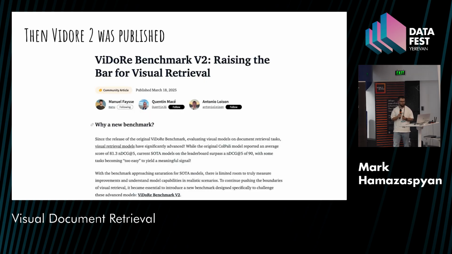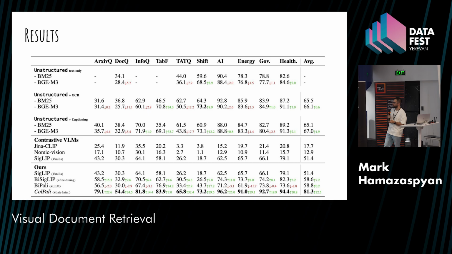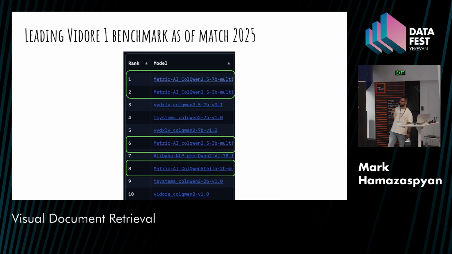Then Vidore 2 was published. As you can see from this slide, having scores around 81 is a sign of the benchmark being close to saturation. In our case, I just noticed I don't have the numbers here, but the first model has a score of 90.91, which, in any benchmarking, also says that the benchmark is not perfect.